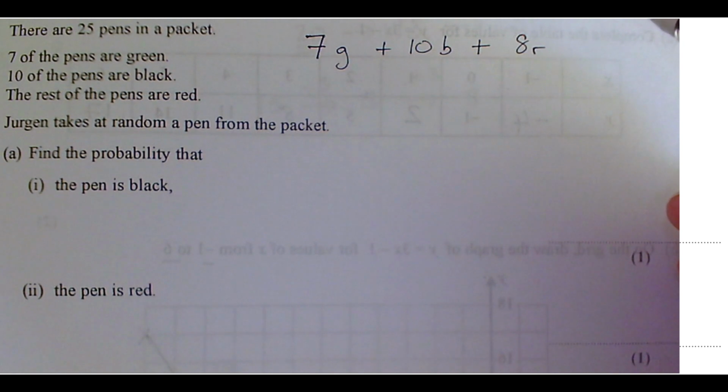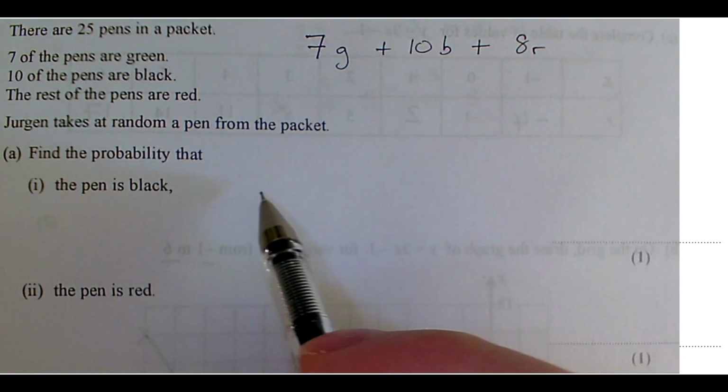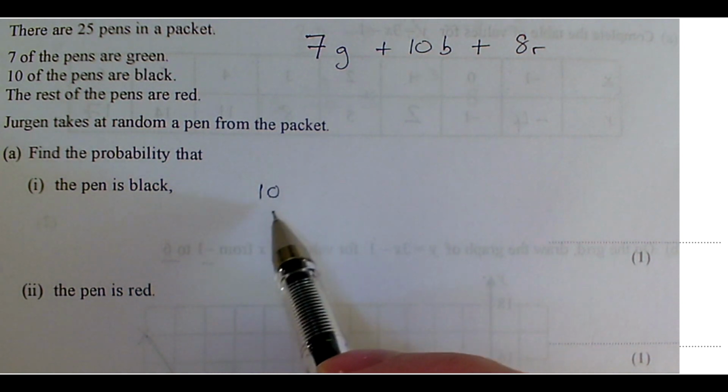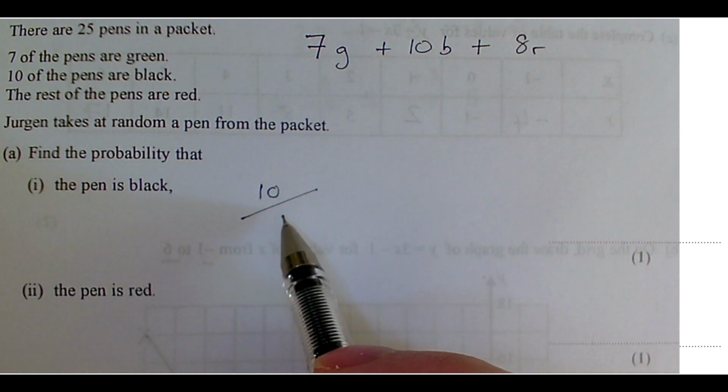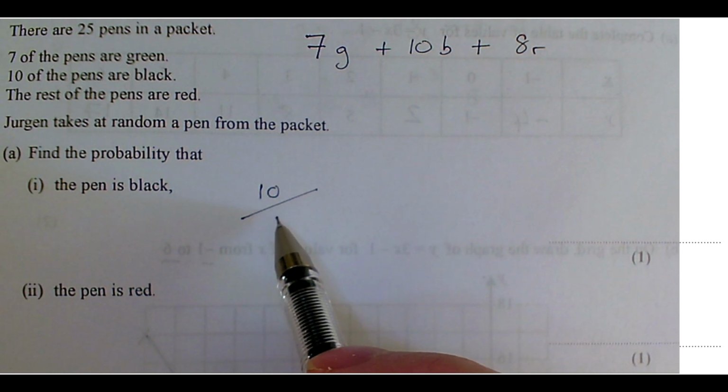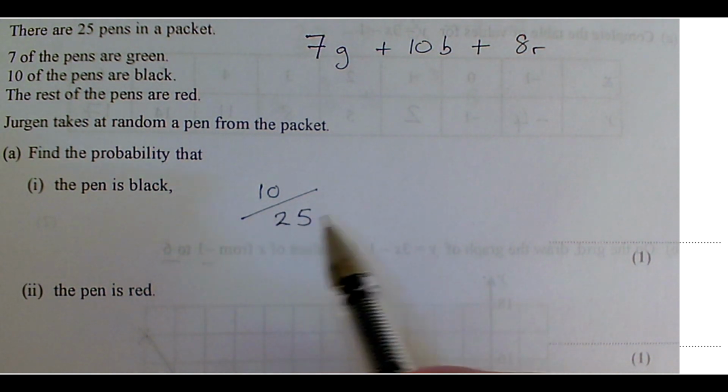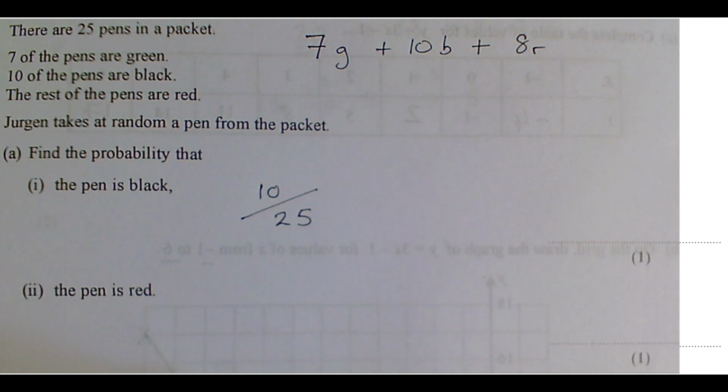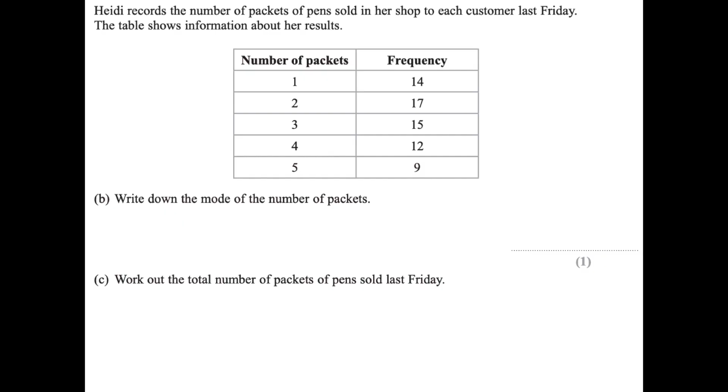So find the probability the pen is black. Well, there's 10 blacks out of 25 pens. So 10 out of 25 is the probability. Now, you could put that into your calculator and simplify that. It would go quite nicely. But I'm not in this case. I'm going to say the probability is 10 out of 25. It doesn't say that I have to express it in the simplest form, so I'm happy with that.